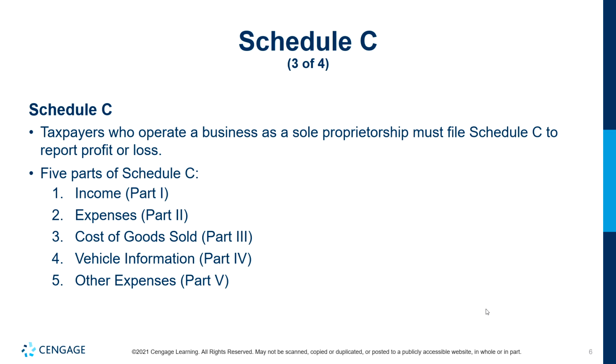Now, it is broken down into 5 parts. And that is, of course, income, expenses, cost of goods sold, vehicle information, and other expenses. And we're going to go through all of those as we go through our chapter here. I'll show you what Schedule C is in just a second.